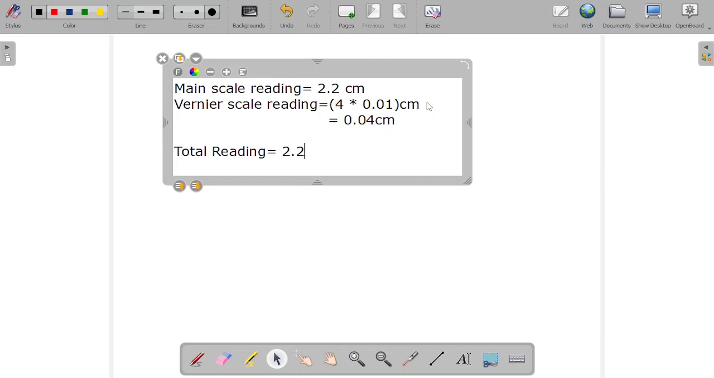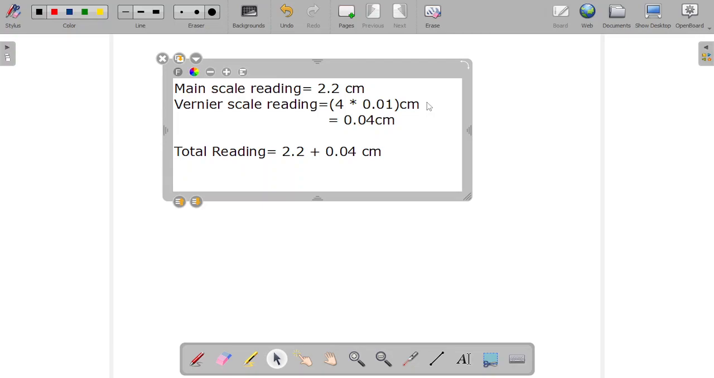Then the total reading, which is the reading on the main and vernier scales, is going to be 2.2 plus what? 0.04 centimeters. We get what? We get 2.24 centimeters. So that is the total reading.